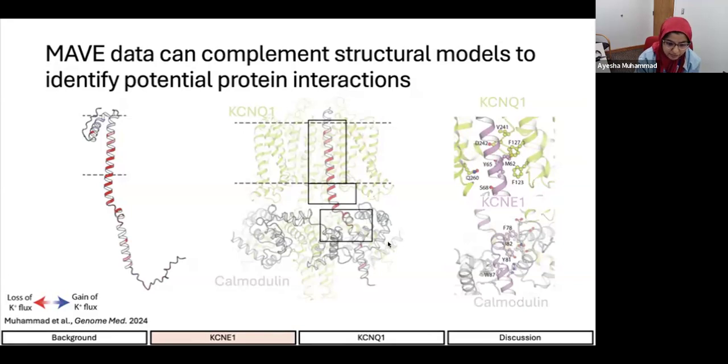And then this panel right here, which is zoomed in here, is the second alpha helix in the protein, in the intracellular part of the protein. And these variants are particularly close to calmodulin. So we hypothesized that there was a biologically meaningful interaction here as well.